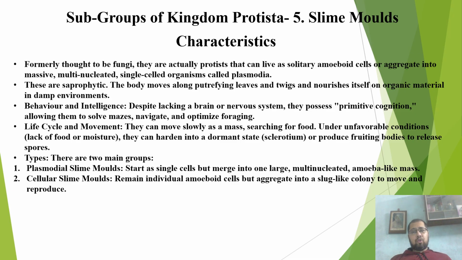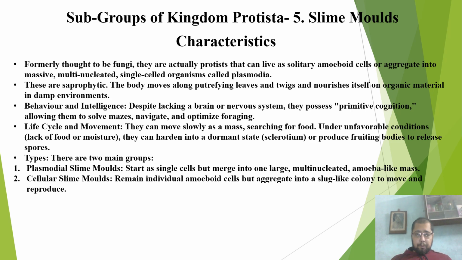Now the fifth subgroup of kingdom Protista are the slime molds. Now these were formerly thought to be fungi, but they are actually protists. They do not have a chitinous cell wall or store glycogen as storage material. They live as solitary amoeboid cells or aggregate into massive multinucleated single-celled organisms called plasmodia.